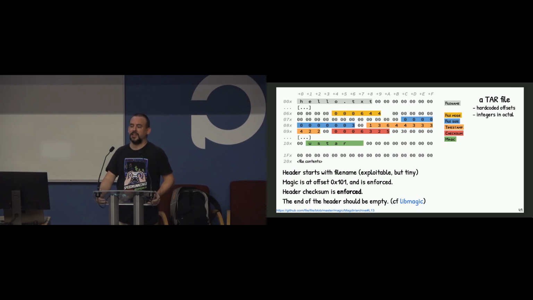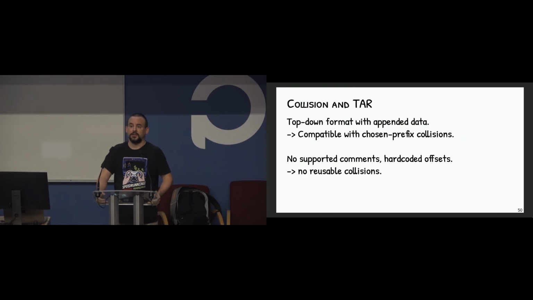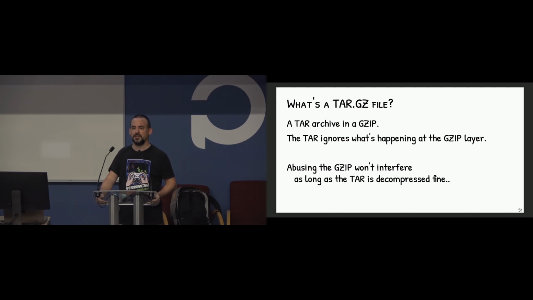But it's so naive and so simple that it makes it very difficult to exploit. So tar seems totally not exploitable in a generic way. You could collide two files, but that's about it. You have to redo your computation for each pair of files. Now, top-down appended data, yes, I just said, yeah, works, but nothing reusable. Now, what's a tar gzip? It's actually a tar in a gzip, and the tar doesn't care that it's in a gzip, as long as it's decompressed originally.